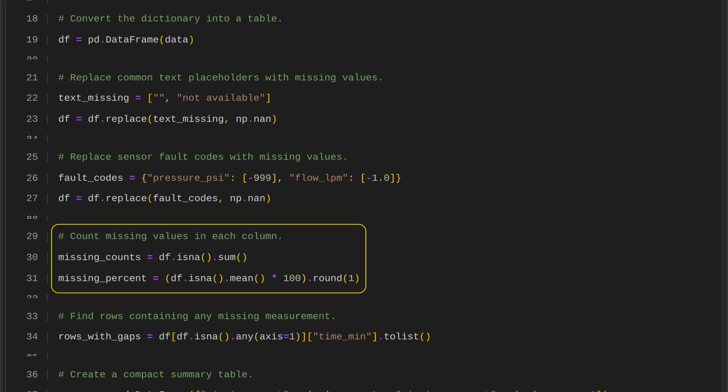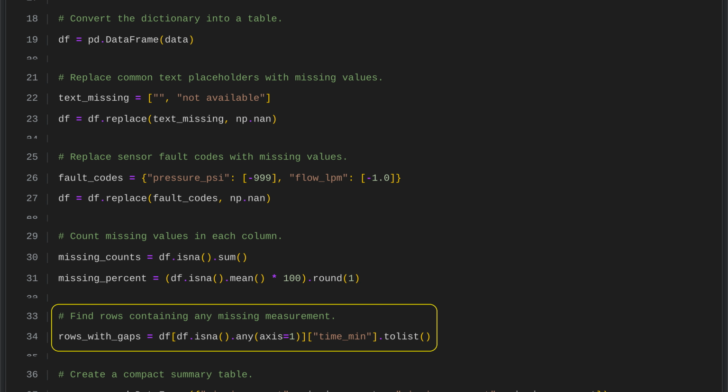To assess missing data in a data frame, first count the missing entries in each column using the isMissing check and a sum. Then, calculate the percentage missing by averaging those missing value indicators and multiplying by 100. Round the results to one decimal place to make them easier to read.